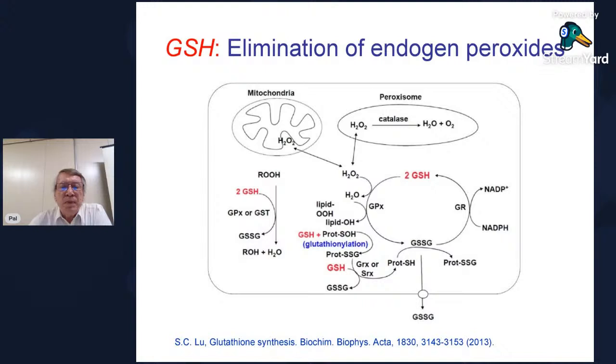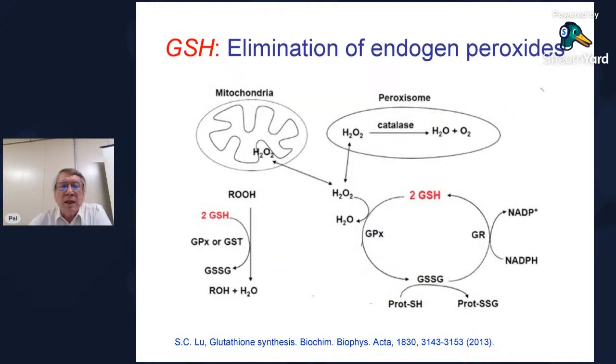Elimination of endogenous peroxides can be managed by glutathione, reduced glutathione, as we can see. And here are two examples in more detail of how living organisms, at the expense of reduced glutathione, can eliminate hydrogen peroxide and alkyl derivatives of hydrogen peroxides, so-called alkyl hydroperoxides. Reduced glutathione is a most important antioxidant in the cells.